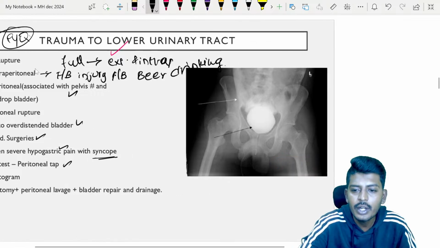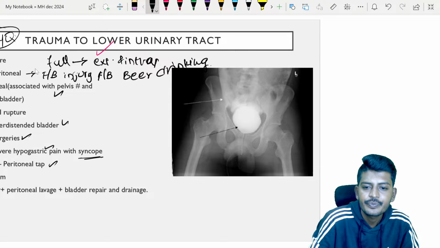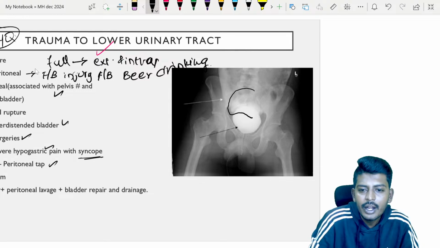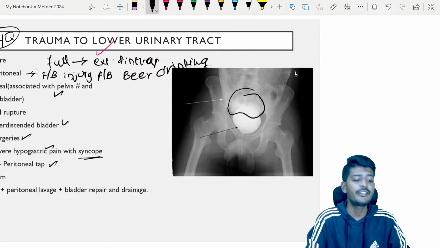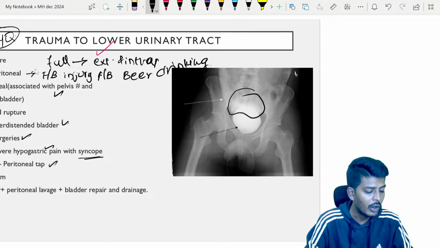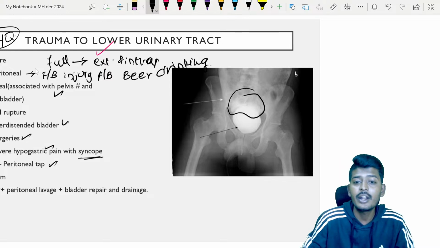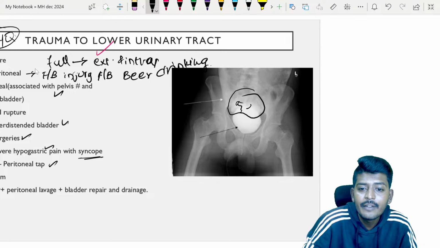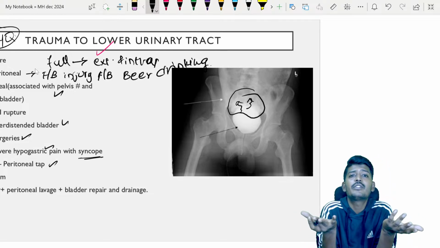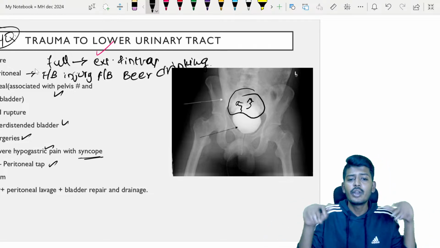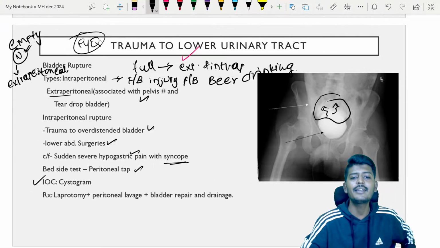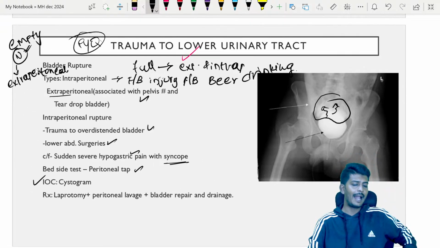Okay, now what happens in a cystogram? Listen to me. Contrast should remain in the bladder. But contrast will start to leak out of the bladder. If contrast is leaking out of the bladder, that is very clear: there is a hole in the bladder. So if there is a hole in the bladder, that is what is called a ruptured urinary bladder.